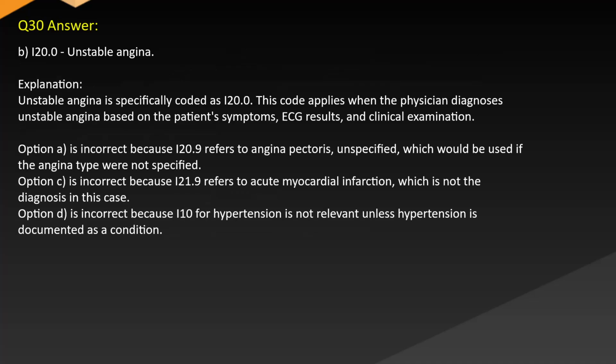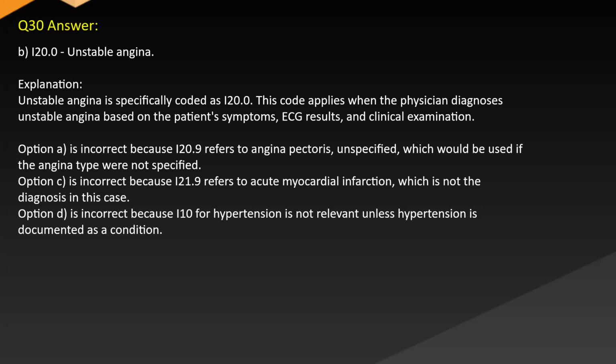Answer B. I20.0, unstable angina. Explanation: unstable angina is specifically coded as I20.0. This code applies when the physician diagnoses unstable angina based on the patient's symptoms and results of clinical examination.